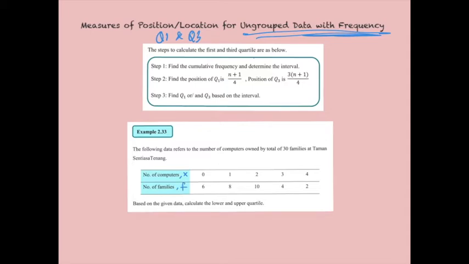So based on the question, based on the given data, calculate the lower and upper quartile. So lower quartile is Q1, upper quartile is Q3. So the steps that we need to calculate the quartile: step number 1, we need to find the cumulative frequency and determine the interval. Step number 2, we need to find the position of quartile 1 and then the position of quartile 3. And the last one, step 3, find quartile 1 and quartile 3 based on the interval.